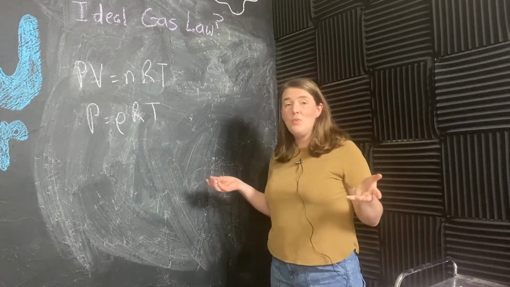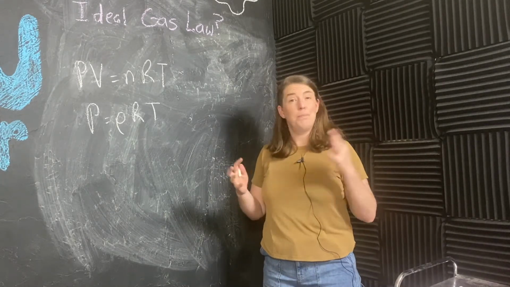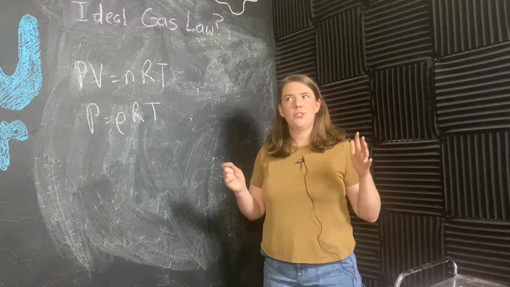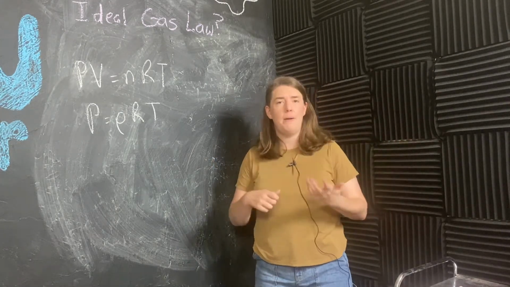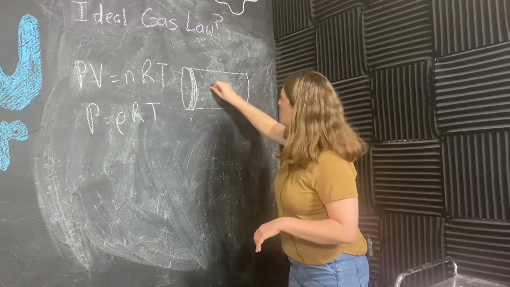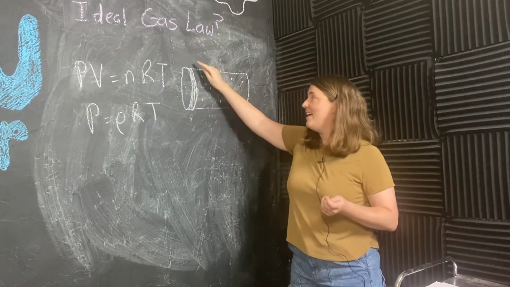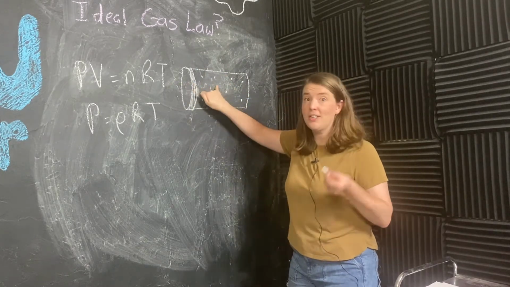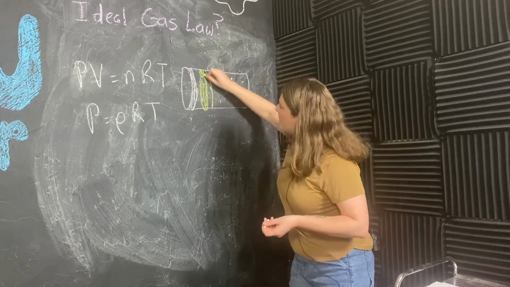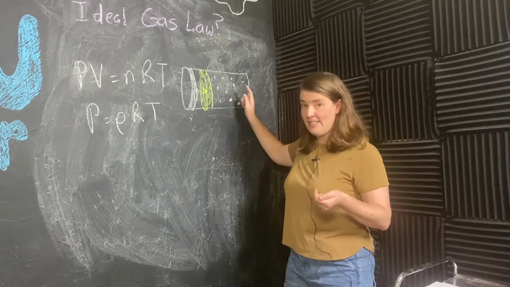So let's say we have some cylinder and it's full of gas and it also has a plunger in it, so we're able to change the volume. Think of a bike pump. So here's our canister, it's full of gas, and there's a plunger here. Now let's say we move this plunger in. We've effectively increased the density.